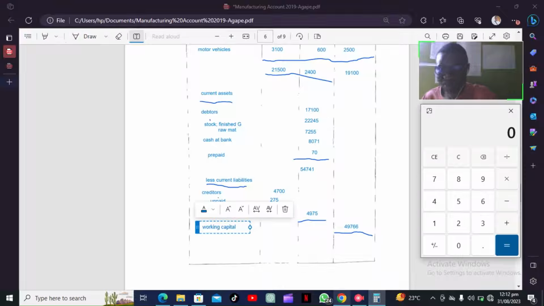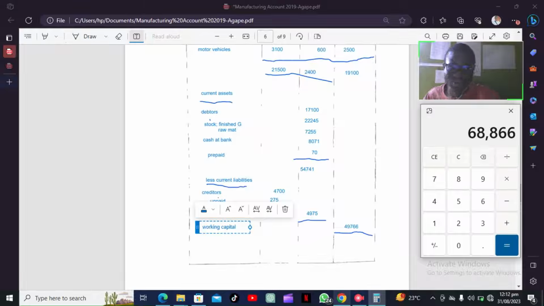Working capital. Then now we're going to add. Here we don't subtract the fixed assets and the current asset. No, we don't subtract. We're going to add them. So we're going to say 19,100 plus 49,766. So this is the value we're going to look for.